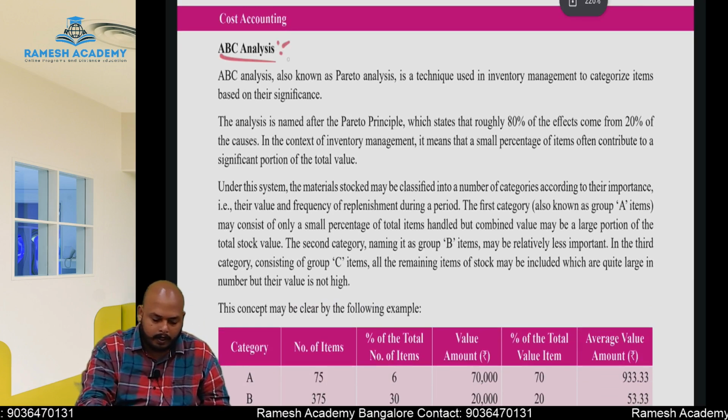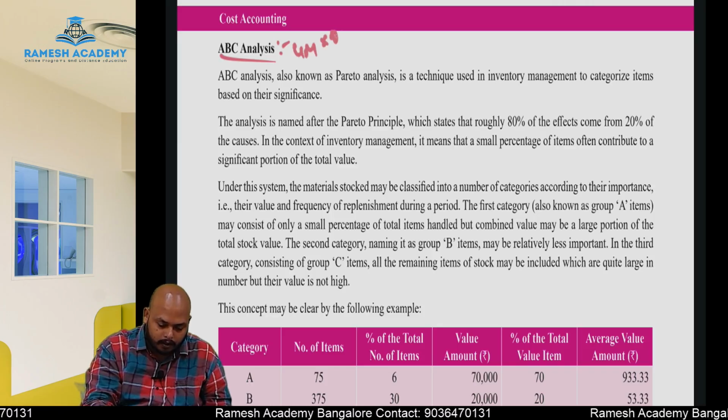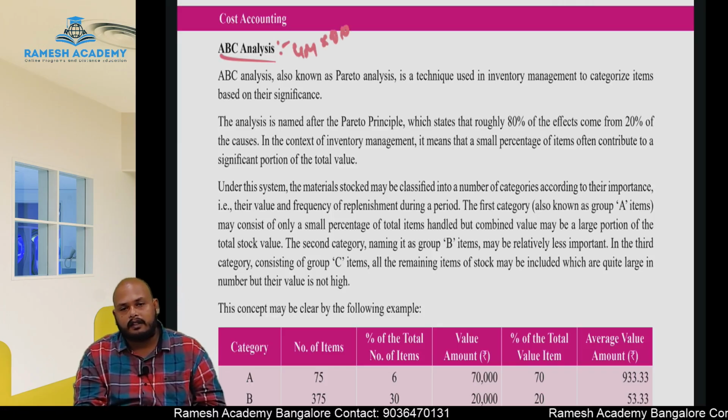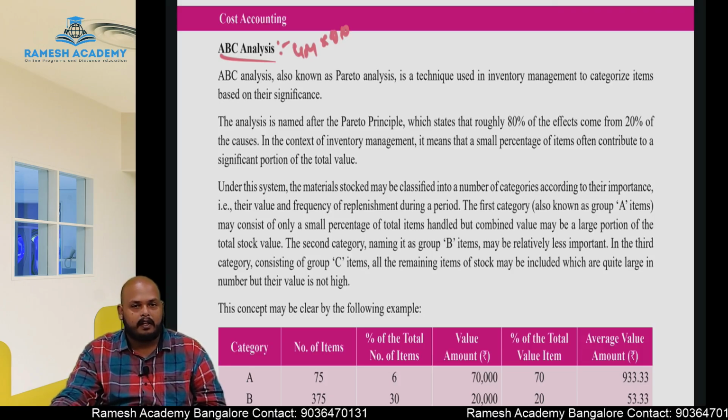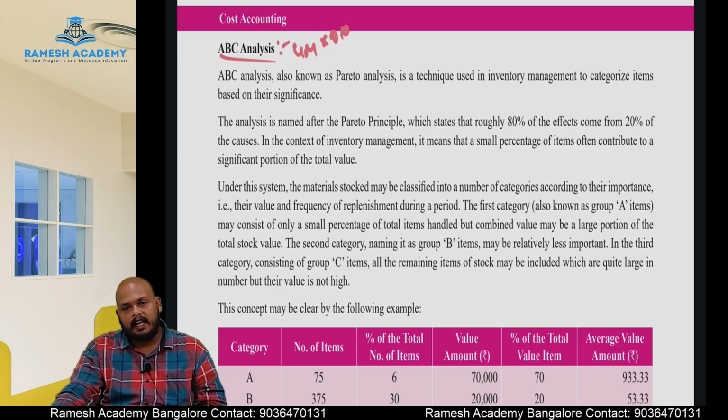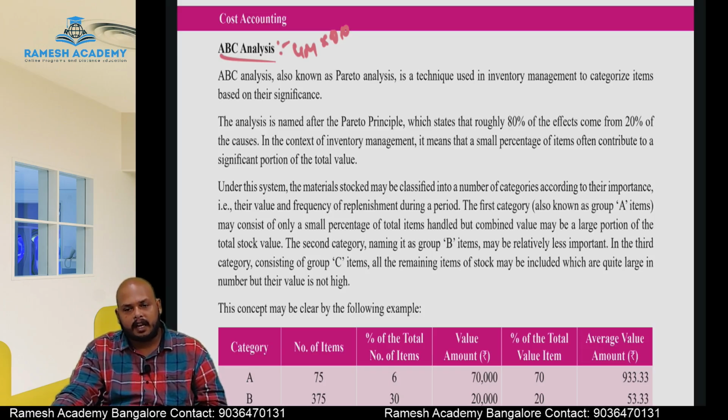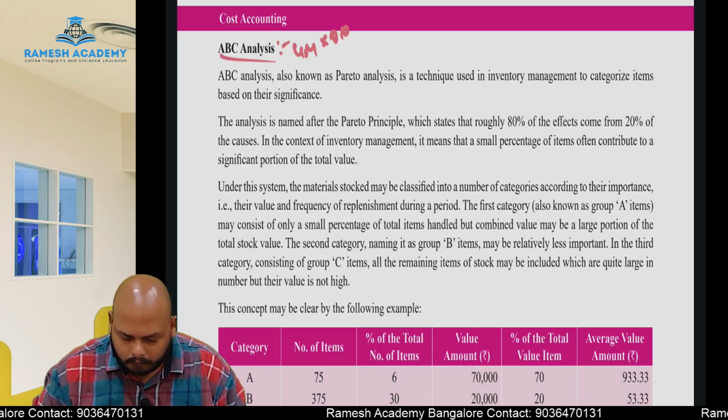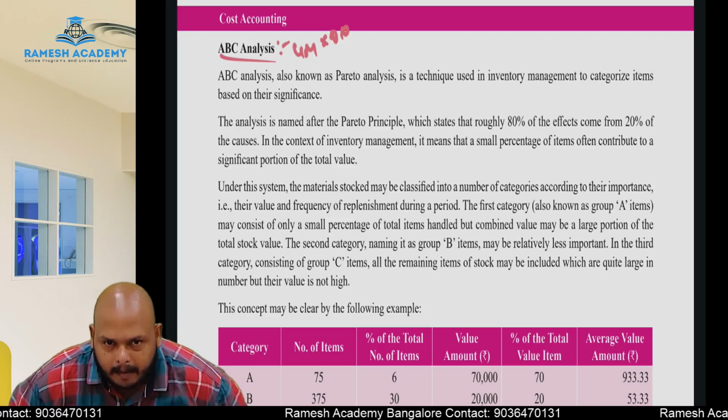This is also important for a 4 marks theory question, and there is a possibility they can ask it in the exam. ABC analysis. What do you mean by this ABC analysis? Let us take one example. ABC analysis is nothing but A category items, B category items, C category items. Okay, now the next concept is ABC analysis.